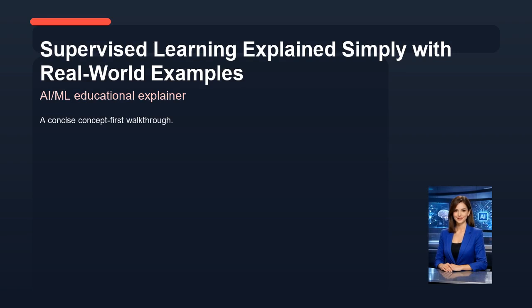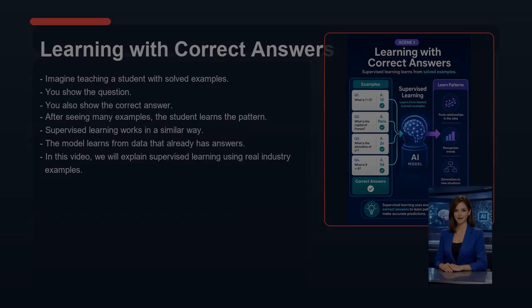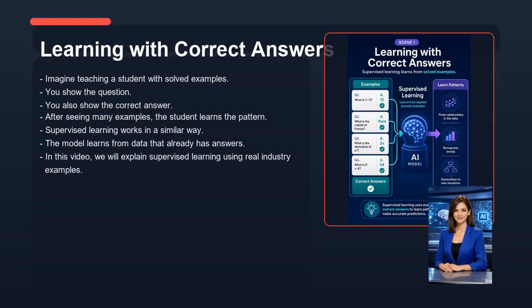Now let's look at learning with correct answers. Imagine teaching a student with solved examples. You show the question. You also show the correct answer. After seeing many examples, the student learns the pattern. Supervised learning works in a similar way. The model learns from data that already has answers. In this video, we will explain supervised learning using real industry examples.